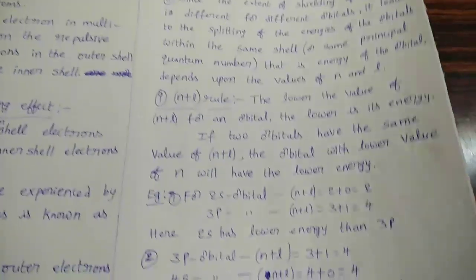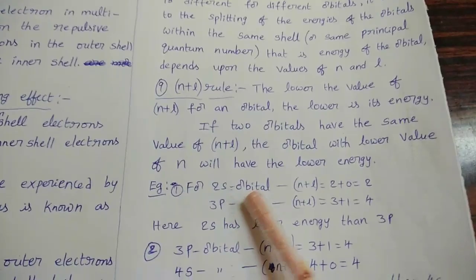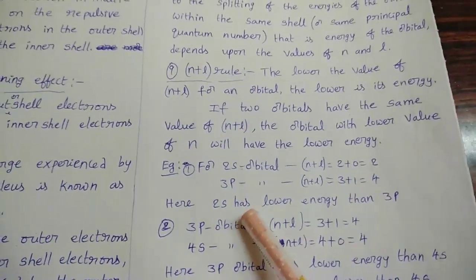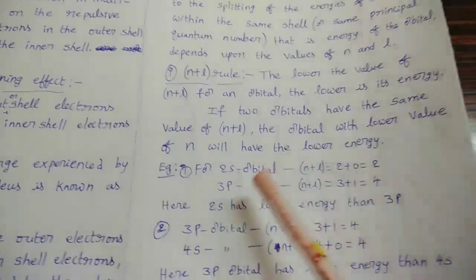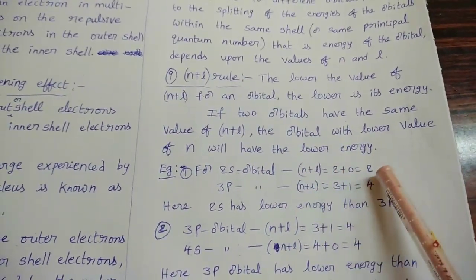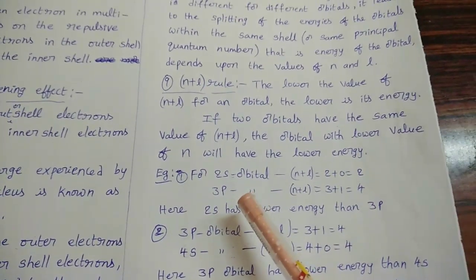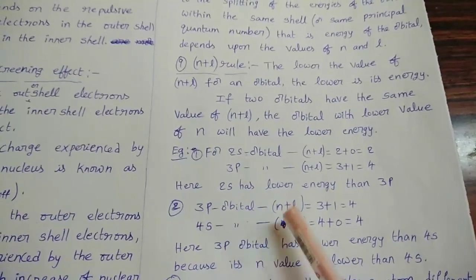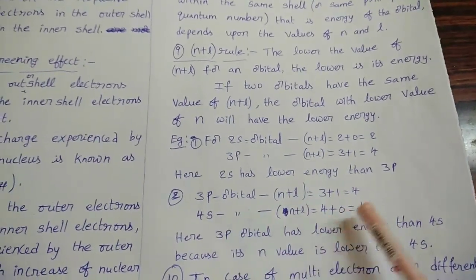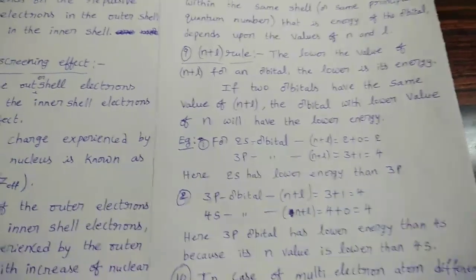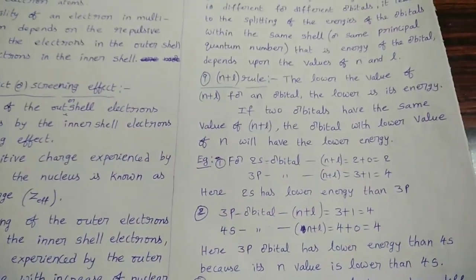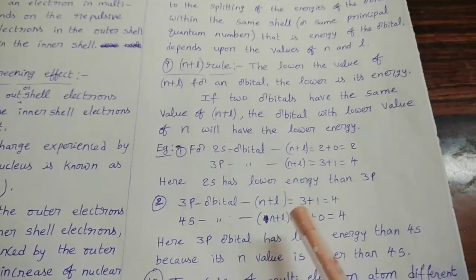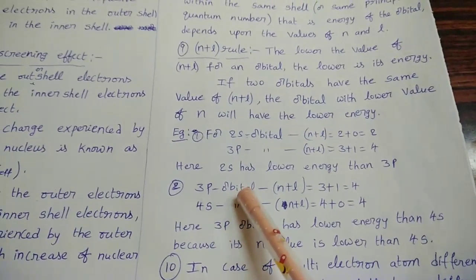2s orbital: for this 2s orbital, n plus l value is 2 plus 0, that is 2. 3p orbital: 3 plus 1, that is 4. 2s has lower energy than 3p because the n plus l value of 2s orbital is lower than the n plus l value of 3p orbital. Next, 3p orbital n plus l value is 4. 4s orbital n plus l value is 4. Different orbitals have the same n plus l value. In that case, 3p orbital has lower n value. That's why its energy is lower.